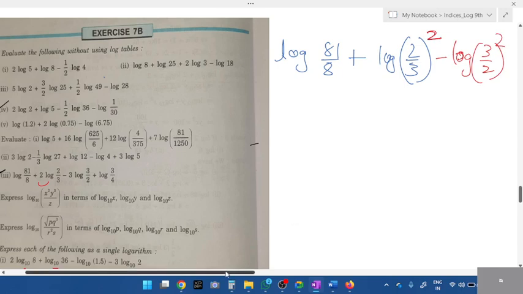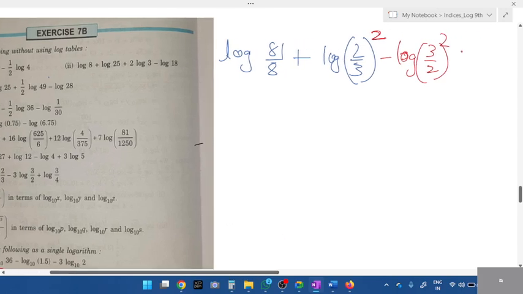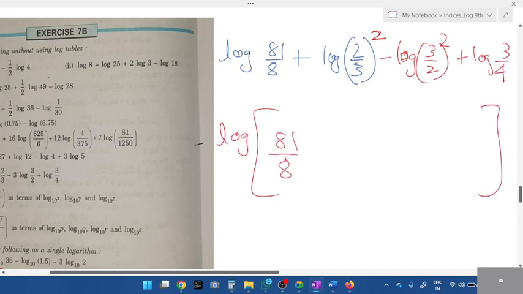Next. Plus 3 by 4. Then how do you solve this, students? Log 81 by 8. If it is plus, what do I put? For plus it is multiplication. What is 2 square by 2 by 3 square? 4 by 9.